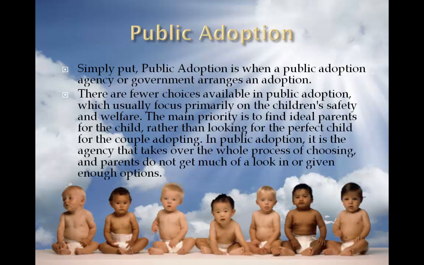20. Public adoption. Simply put, public adoption is when a public adoption agency or government arranges an adoption. There are fewer choices available in public adoption, which usually focuses primarily on the children's safety and welfare. The main priority is to find ideal parents for the child, rather than looking for the perfect child for the couple adopting. In public adoption, it is the agency that takes over the whole process of choosing, and parents do not get much of a look in nor given enough options.